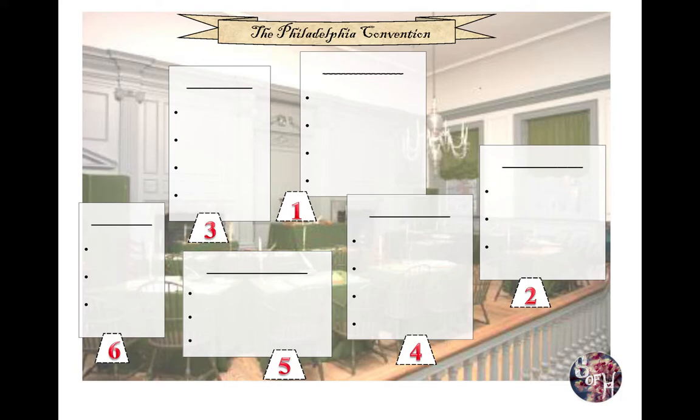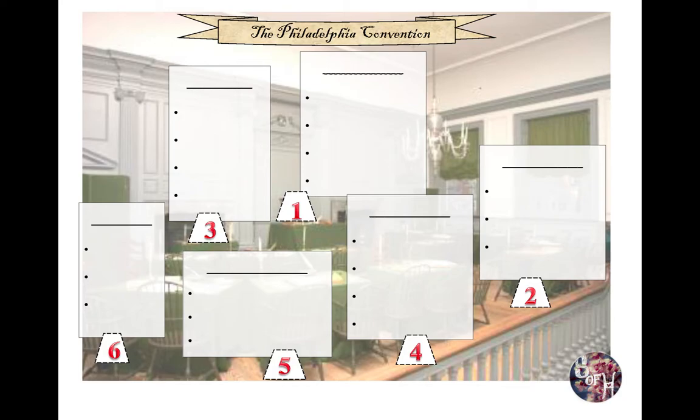All right, everybody. You should be looking at your sheet that looks like this. We're going to talk about some of the specific people that attended the Constitutional Convention. Then you're going to grab one of the cutouts and see if you can match it up to the people that you have. And I'll show you what that looks like here in just a moment.